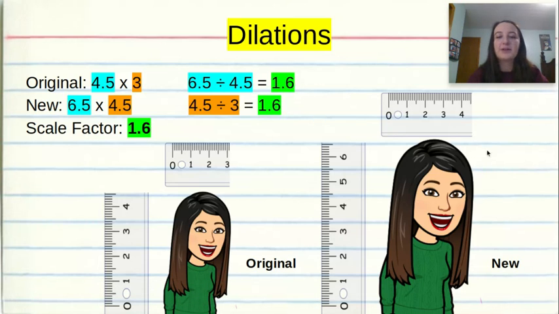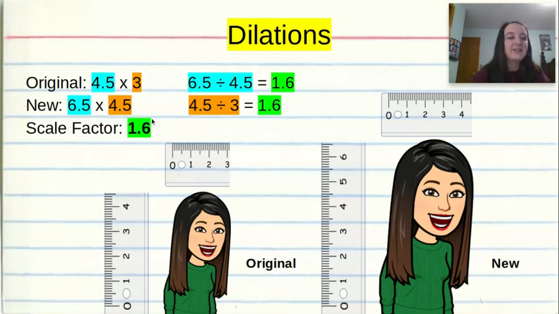But we'll double check by also doing the width. So the width of the new figure is about 4.5, and here the original is about 3. So when we do 4.5 divided by 3, we also get 1.6. So that shows us that our scale factor is 1.6.